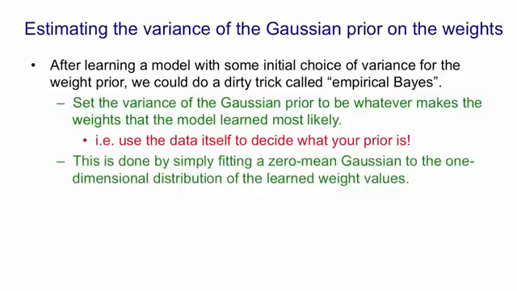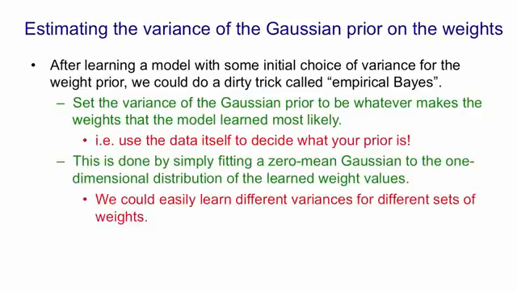So once we've learned the weights, we fit a zero mean Gaussian to the one-dimensional distribution of the learned weights, and then we take the variance of that Gaussian and we use that for our prior. Now, one nice thing about that is, if there are different subsets of weights, like in different layers for example, we could learn different variances for the different layers.